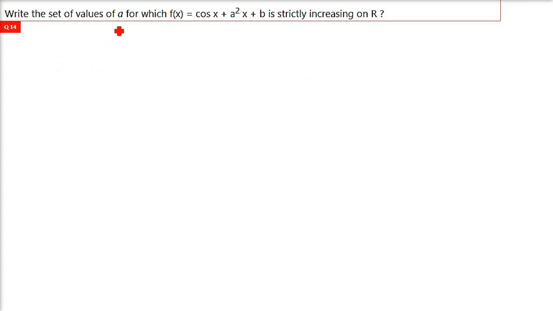Write the set of values of a for which f(x) equals cos x plus a square x plus b is strictly increasing on R. Strictly means f dash x should be greater than 0, it should not be equal to 0. Greater than or equal to means it is increasing; only greater than means it is strictly increasing.